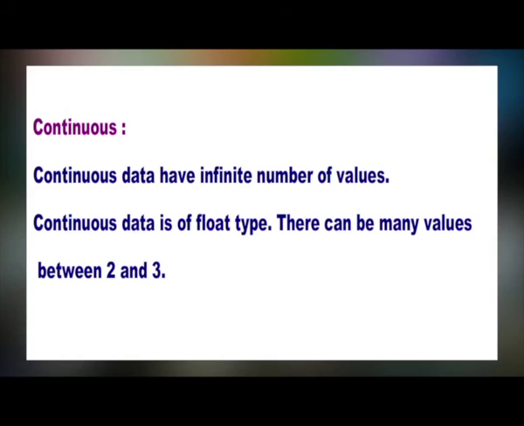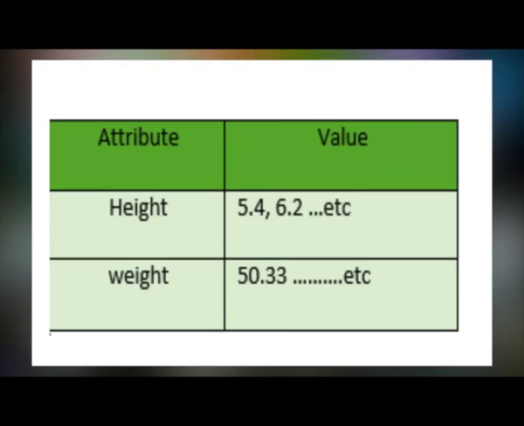The next type of attribute is continuous. The continuous data have an infinite number of values. For example, the attribute height will have values such as 5.4, 6.2 and so on. The attribute weight may have values such as 50.33 etc.